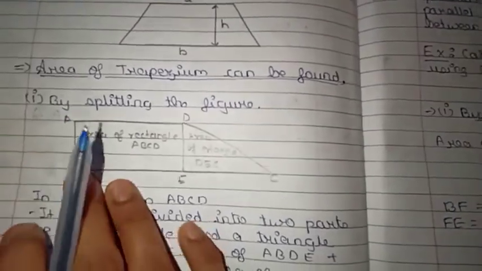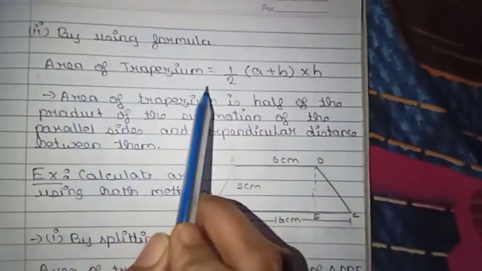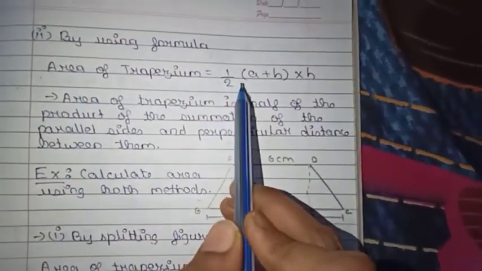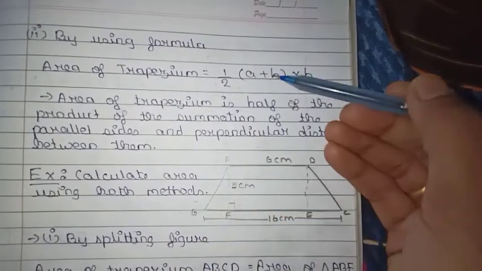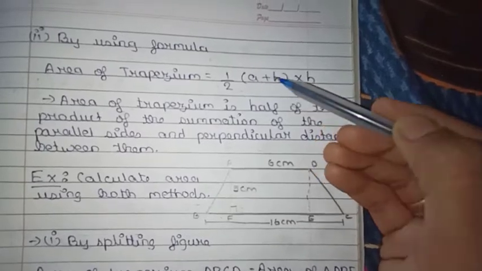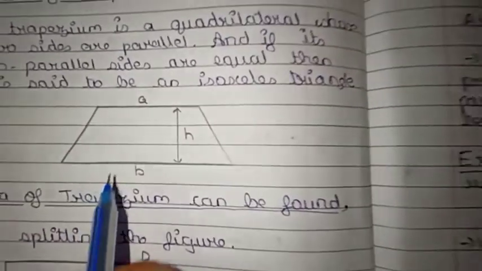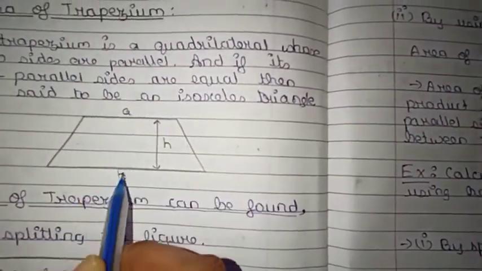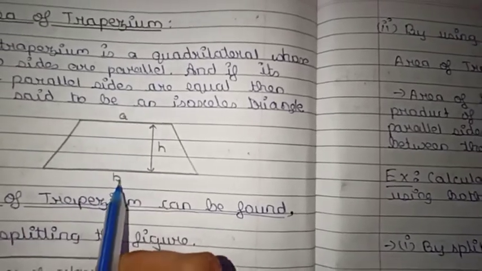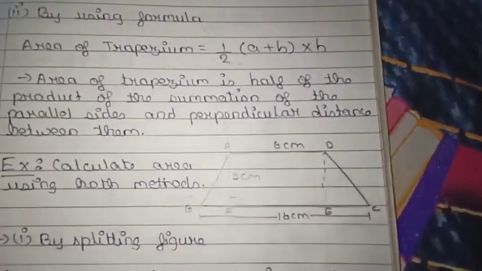And next is directly by the formula. What is the formula? Area of a trapezium is half multiplied by the sum of both the parallel sides, A plus B, where A is one of the parallel sides and the other is B, multiplied by height. Here, you can see, this is A and this is B. So according to the formula, half into A plus B multiplied by this height. So this is the direct formula to find out the area of a trapezium.